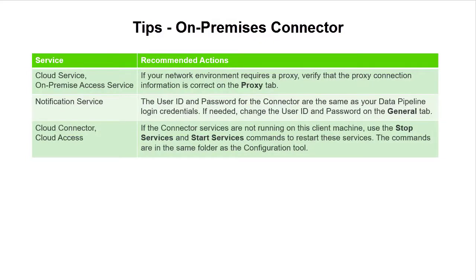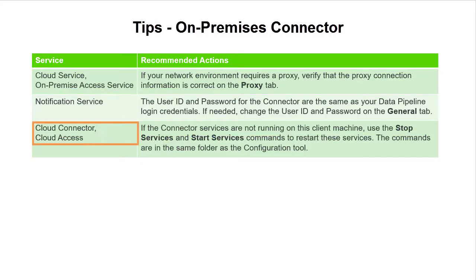Here's how to troubleshoot each service. For the cloud service and on-premise access service, verify that the proxy connection information is correct on the Proxy tab. For the notification service, confirm that you are using your data pipeline login credentials. If necessary, change the user ID and password on the General tab.